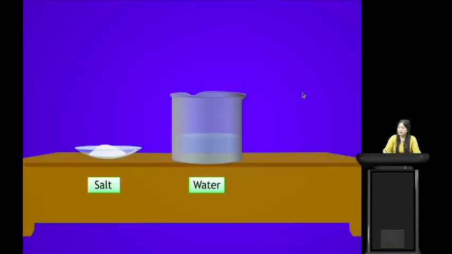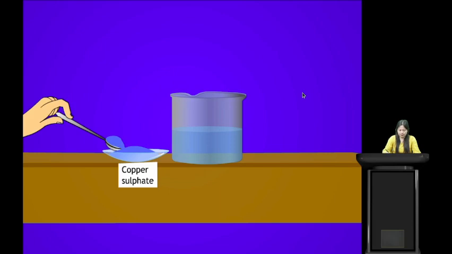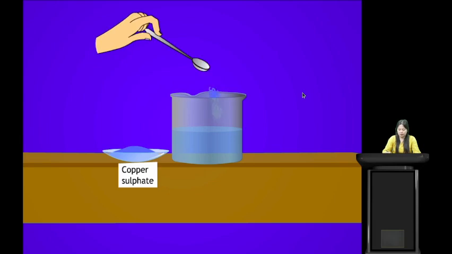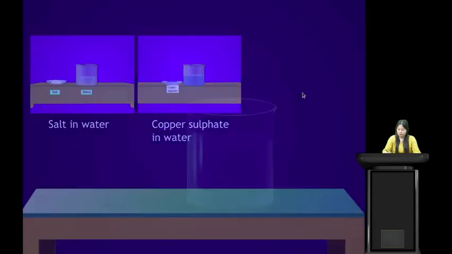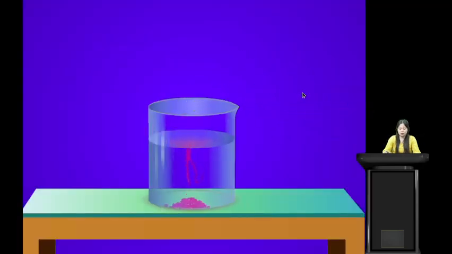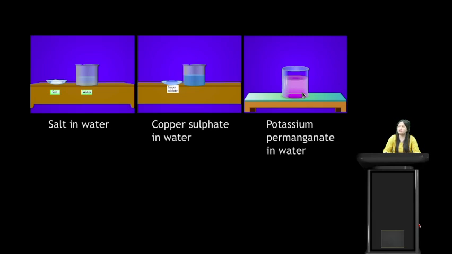All right students, let us take this example again. Water and salt. Add some salt into a beaker containing water and let it dissolve. In another beaker take copper sulfate and dissolve it in water. Then we have another example. Take a beaker containing water, add some potassium permanganate and let it dissolve. So here we have these three examples: salt in water, copper sulfate in water, potassium permanganate in water.